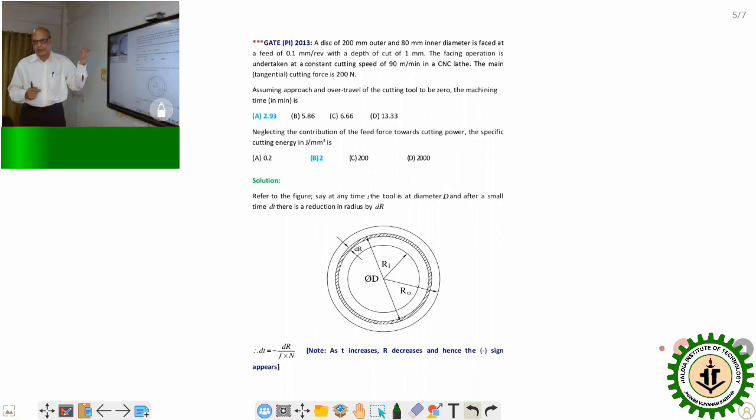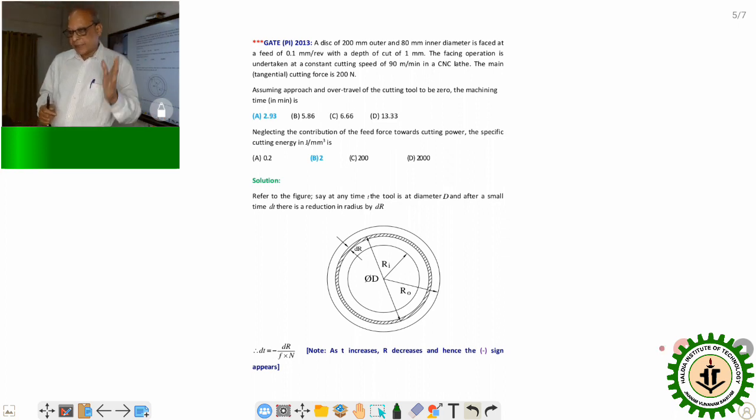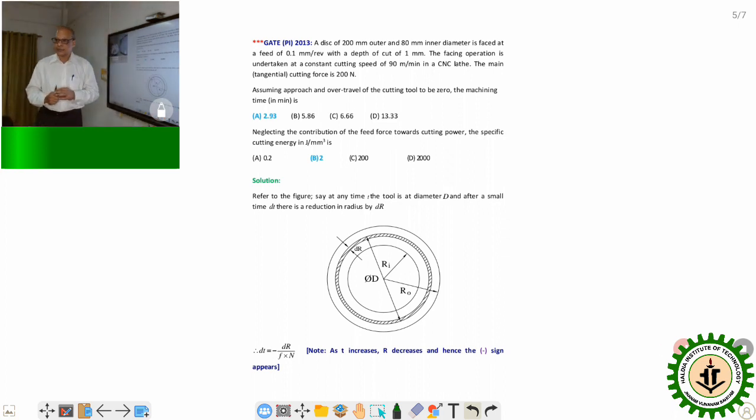during facing operation, you should be careful, because if you maintain constant surface speed, the N will keep on increasing at a very high rate when the tool approaches the center. That is inevitable from the very basic formula, V equal to pi DN, that we have used. So if V remains constant, then N is inversely proportional to D, that is N proportional to 1 by D. As D keeps on decreasing, N keeps on increasing.